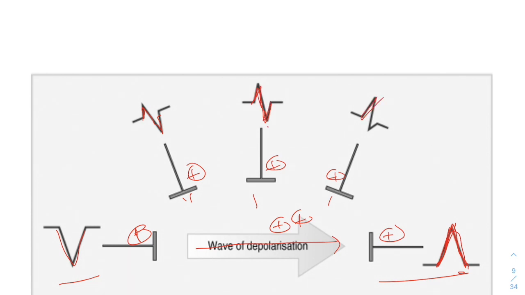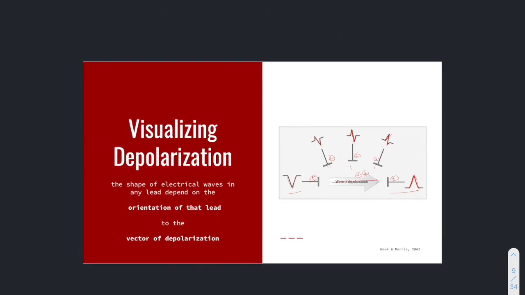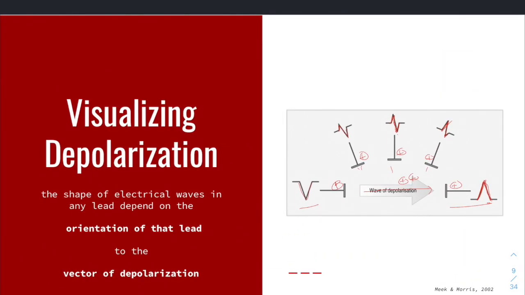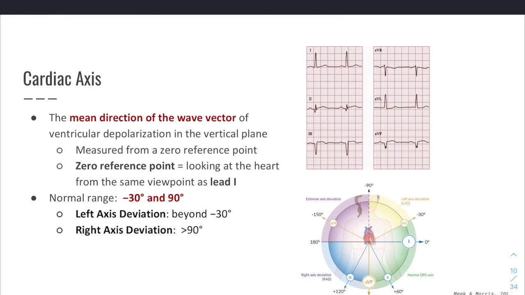And similarly, as you get closer to the direction of the depolarization, you're going to get more positive deflection than negative. That's something to keep in mind, because it's going to end up telling us a lot. In the next section, we're going to talk about our cardiac axis, which can sometimes be complicated, but we hope that this will make it pretty simple.